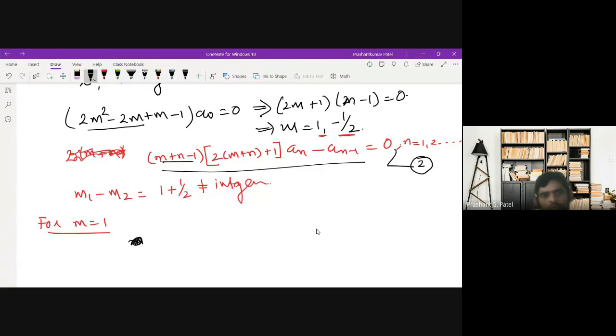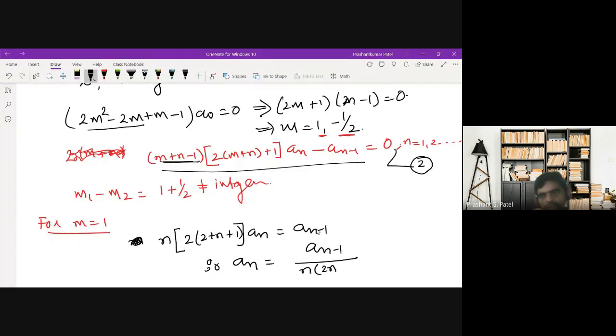1 minus 1, that is in the first term we have. So we'll have n inside the bracket, 2 into 2 plus n plus 1, into an equal to an minus 1. Therefore, an will be an minus 1 upon n into 2n plus 3. And this is true for any value of n from 1 up to so on.